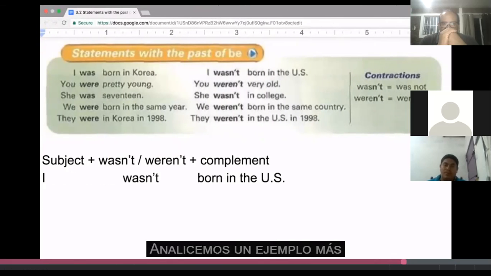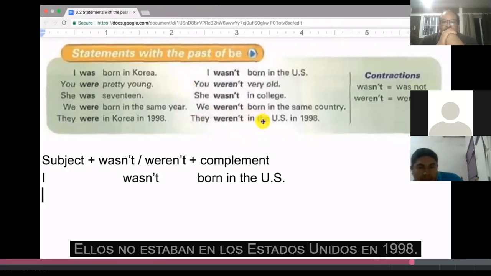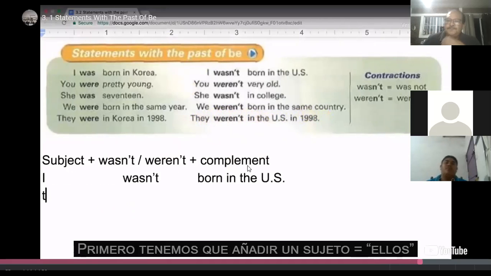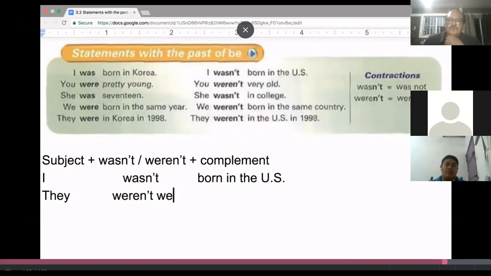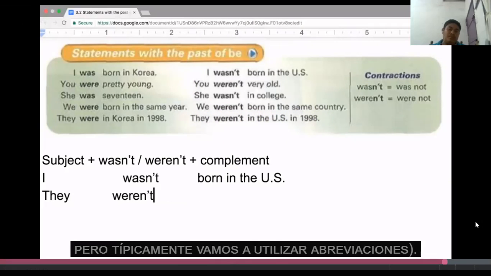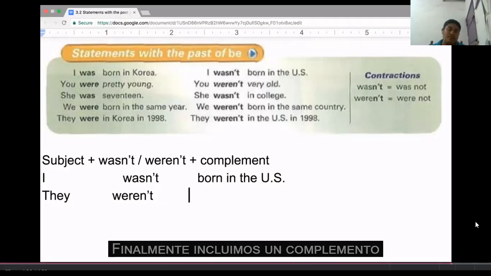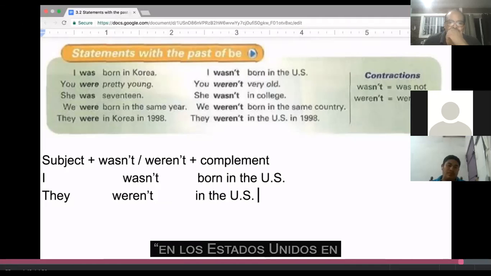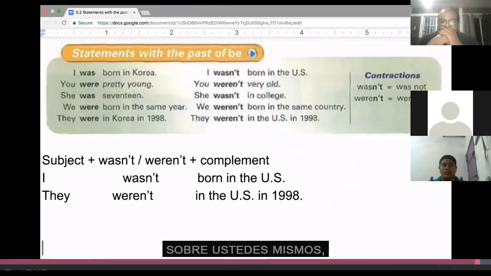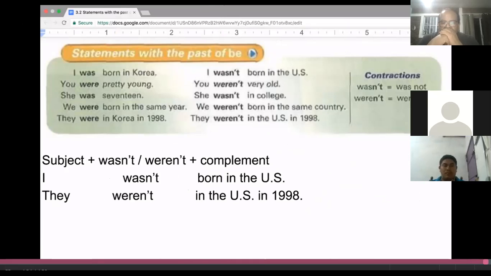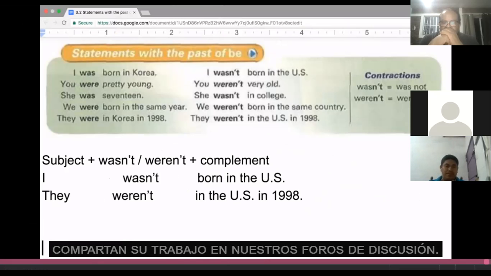Let's analyze one more example. They weren't in the US in 1998. First, we need to add the subject they. Then we'll use the verb to be in the past in its negative form, weren't. I would like to point out that this is the same as saying were not, but we will typically use contractions. Finally, we include a complement, in the US in 1998. Now it's your turn to practice making positive and negative statements in the past with be about yourself, friends, and family. After you finish this activity, share your work in our discussion forums.